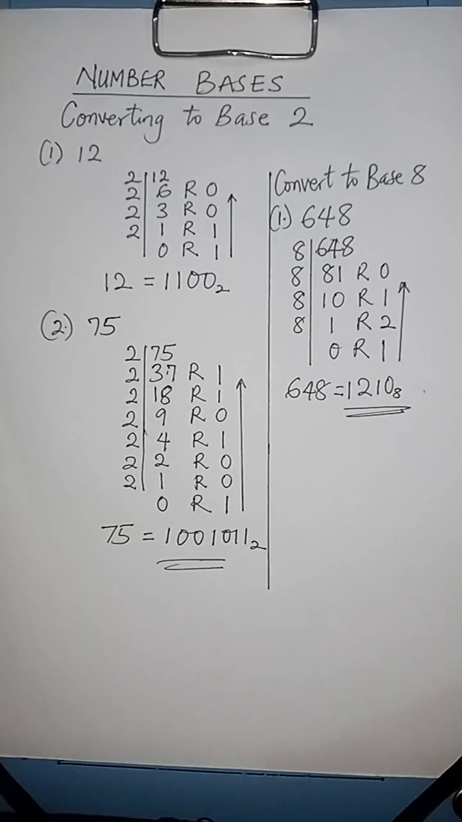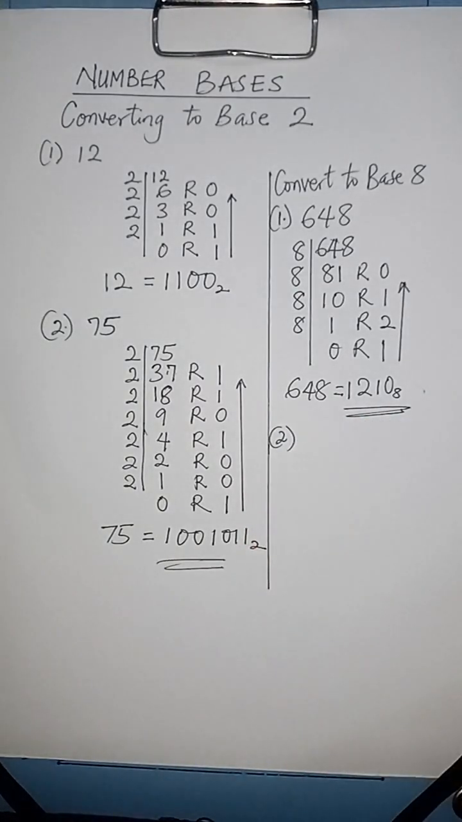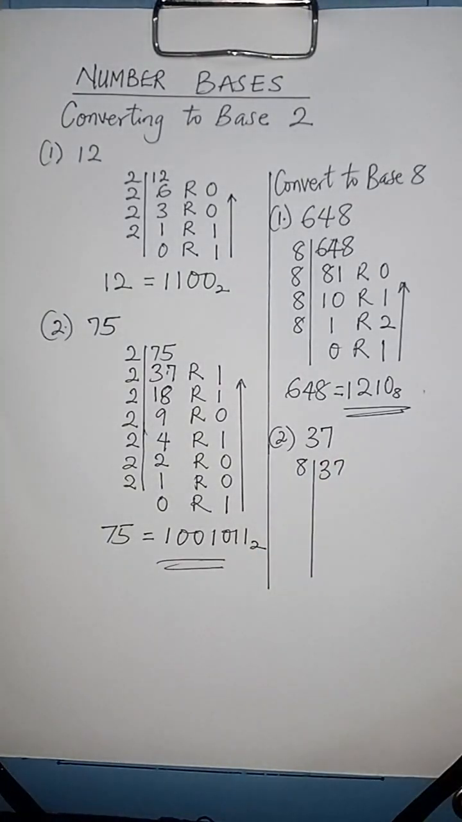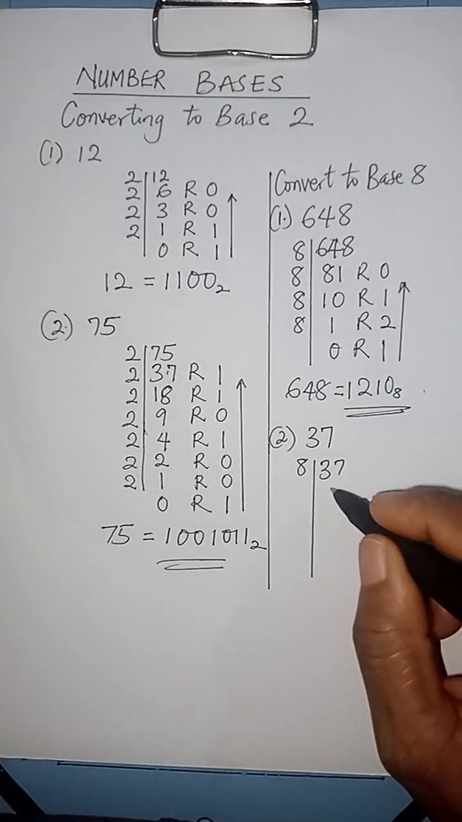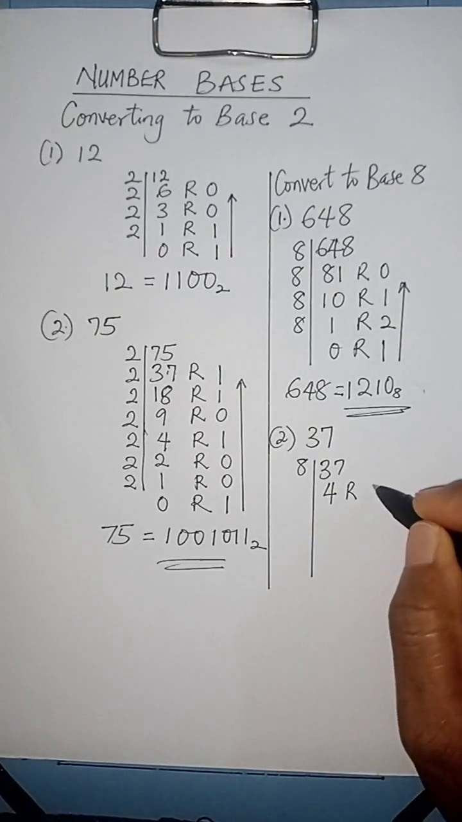We're going to try another example, example 2, so that we can understand what we are saying. Now I have 37. I'm going to convert it to base 8, so I am going to divide by 8. Now 37 divided by 8, you're going to have 4, remainder 5.